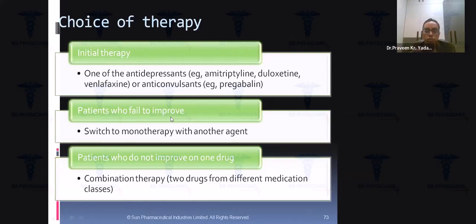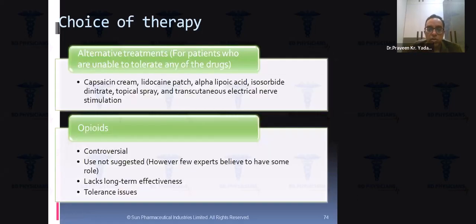Then for the patient who has failed the initial therapy, if there is complete failure with the drug, then you can change the medication and go for the other group. Suppose you are giving pregabalin or gabapentin, you can go for the antidepressant group. And if you see there is a partial response, then you can add or combine the therapies together and see. You can give a combination of therapy because there may be a synergistic effect when you use a combination of therapy.